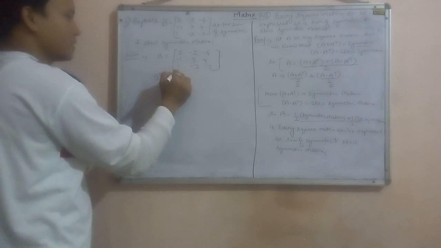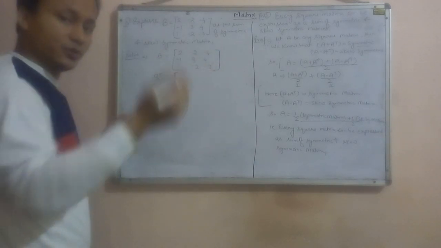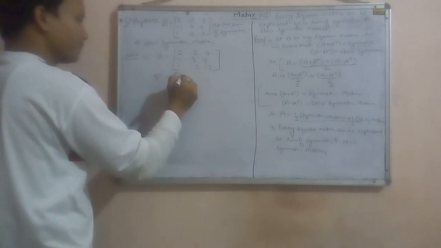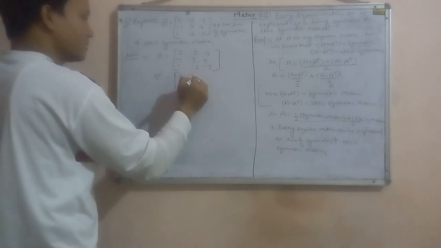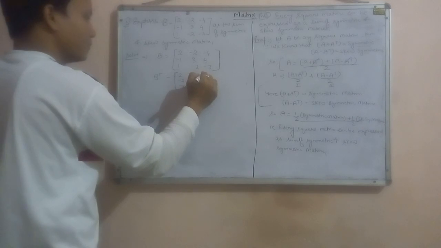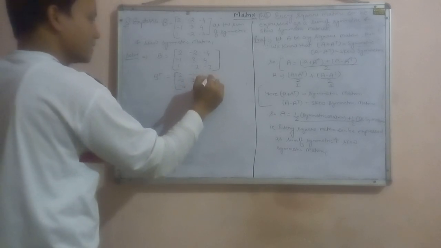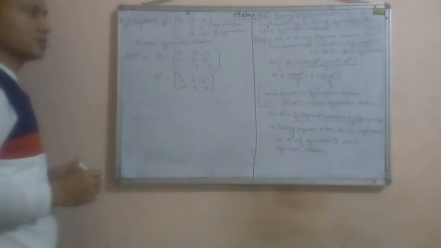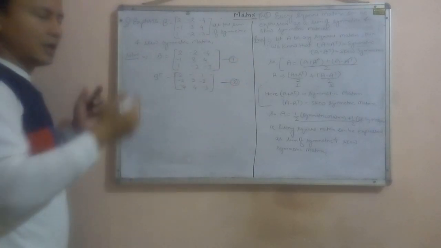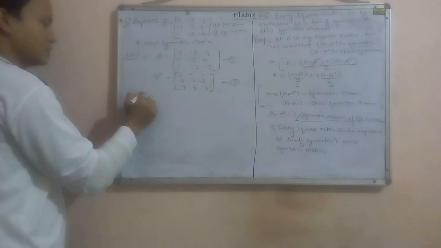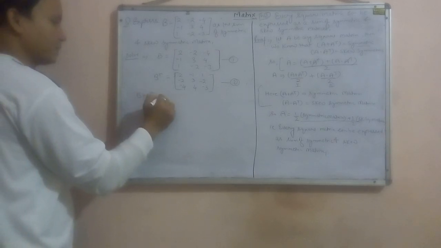B transpose interchanges the rows into columns. So B transpose is the matrix with rows 2, -1, 1; -2, 3, -2; -4, 4, -3. Let us assume this is equation 1 and this is equation 2. Now adding both the equations, B plus B transpose.